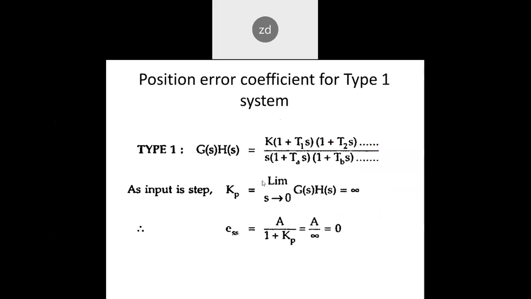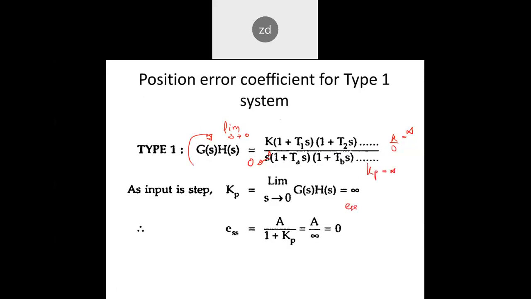Now suppose the same input is applied to a type 1 system. Here you can look at the type 1 system, wherein there is s power 1, hence it is a type 1 system. Again, in this characteristic equation we will put limit s tends to 0. If s is 0, anything divided by 0 would give you the value of infinity. So you come to know that Kp is equal to infinity.